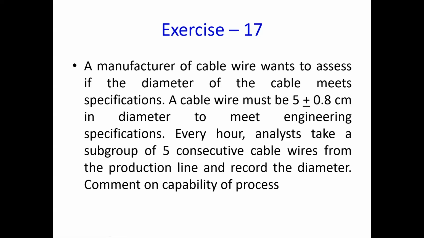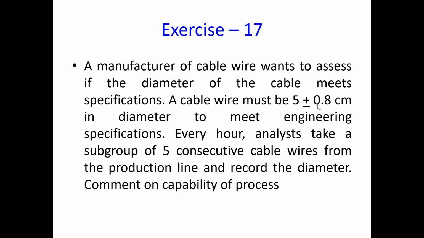In this exercise, we are going to measure the capability of the process. The cable wire must be within the specification of 5 plus or minus 0.8 centimeter in diameter. Every hour, the analysts take a subgroup of 5 consecutive cables, and all the data is arranged in a single column. So first, let us calculate the lower specification limit.